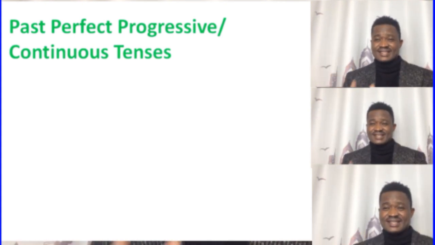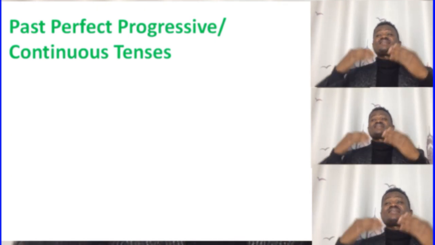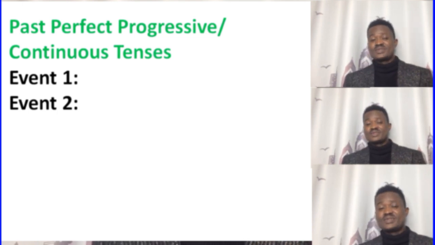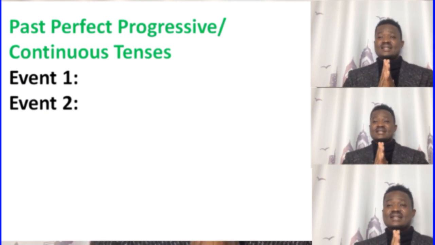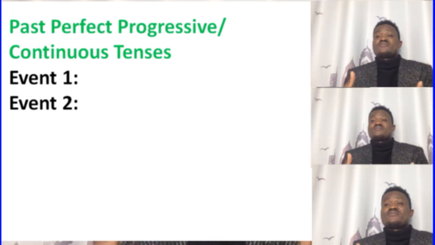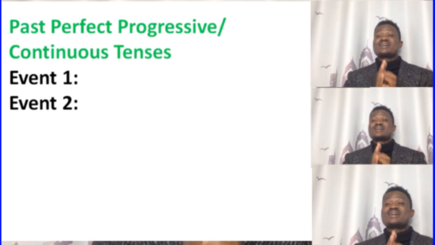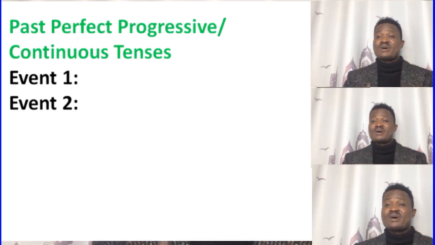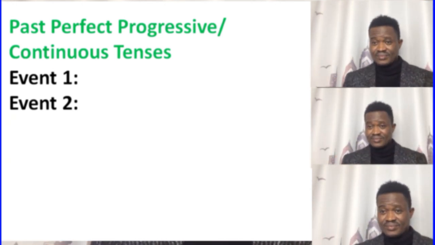One of the events is in the past perfect progressive and the other event is in the simple past. So these are the two events, event 1 and event 2. This is a little similar to the past perfect tense. You know, the past perfect tense, these are two past actions, two events. Which event will go first? That is where the past perfect comes in. So here in the past perfect progressive, these are two events, but one of the events is in the past perfect progressive and the other event is in the past simple.